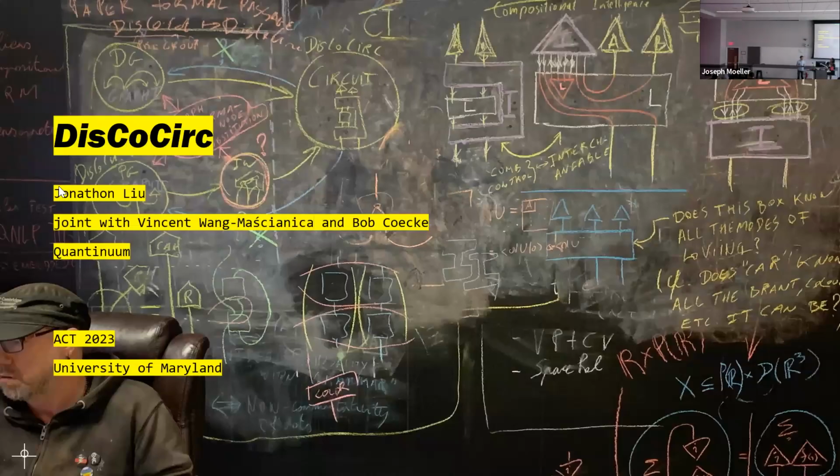Okay, so my name is Jonathan. I'll be talking today about DisCoCirc, which is a model for natural language. The structure of this talk is a little bit lopsided because we merged two submissions together. In the first half, I'll be talking about a theory paper that's joint work with Vincent and Bob. In the second half, we're going to delve more into applications, which is work that a lot of people at Continuum and Oxford contributed to.